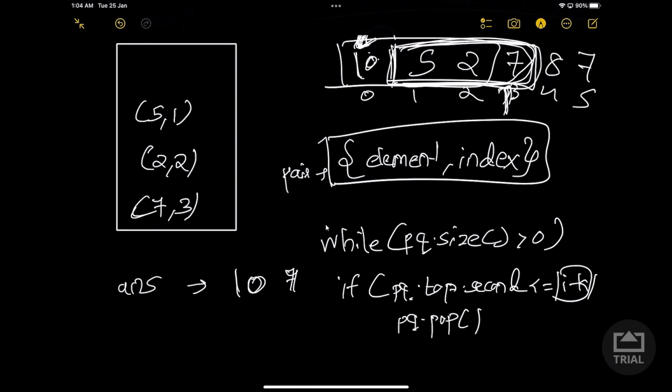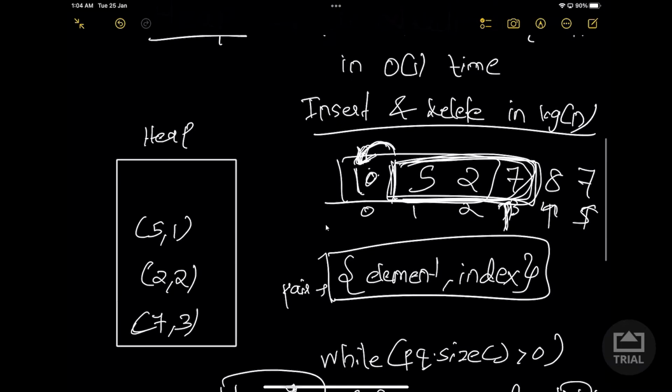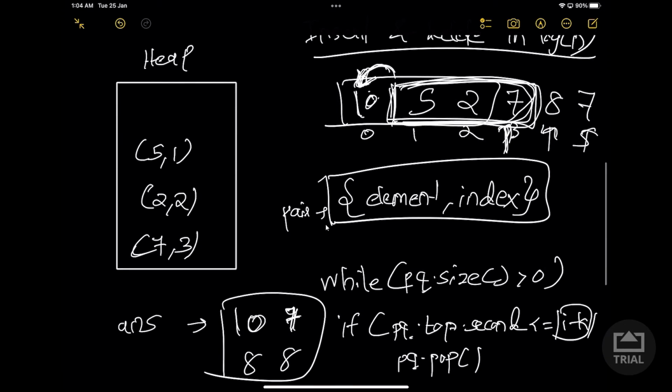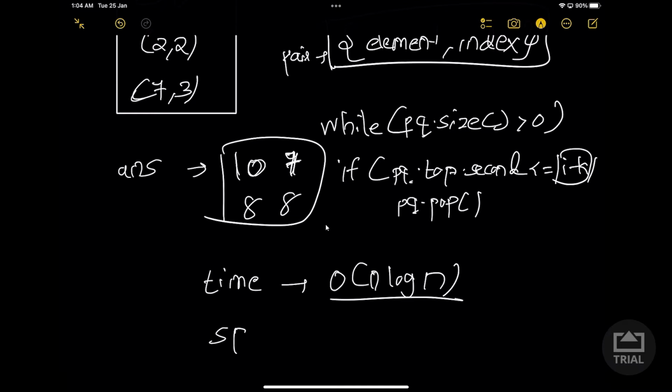For the second sublist the max will be 7, so we'll include this, and for the rest we'll get 10, 7, 8, and 8 similarly. So this is the approach we will be using, a heap, to solve this problem. The time complexity is n log n, because we're inserting n times, and for insertion the time is log n. So time will be n log n and space will obviously be n.